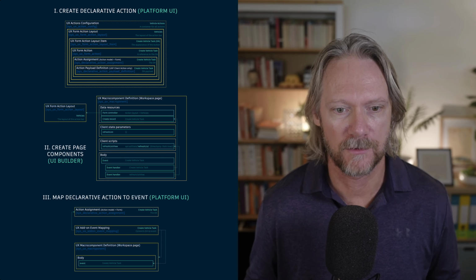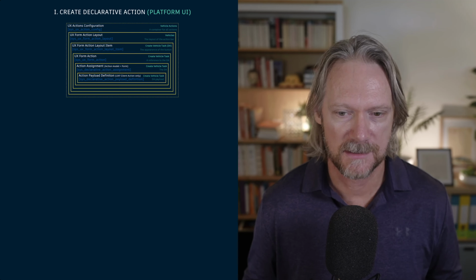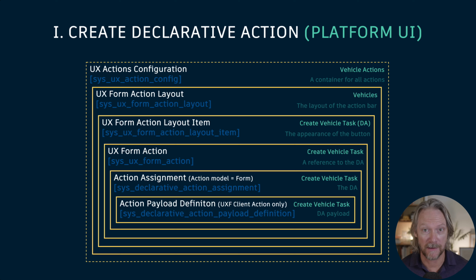So before we go ahead and create our declarative action, let's actually step back and summarize the process that we are going to follow. I've broken it down into 3 stages. This is the first stage here. So we actually need to create the declarative action in the platform UI. And we also need to create some related records as well. This diagram is actually very similar to the one that I showed in my previous video. So as we go through the video, I'll just highlight each component that we're creating.